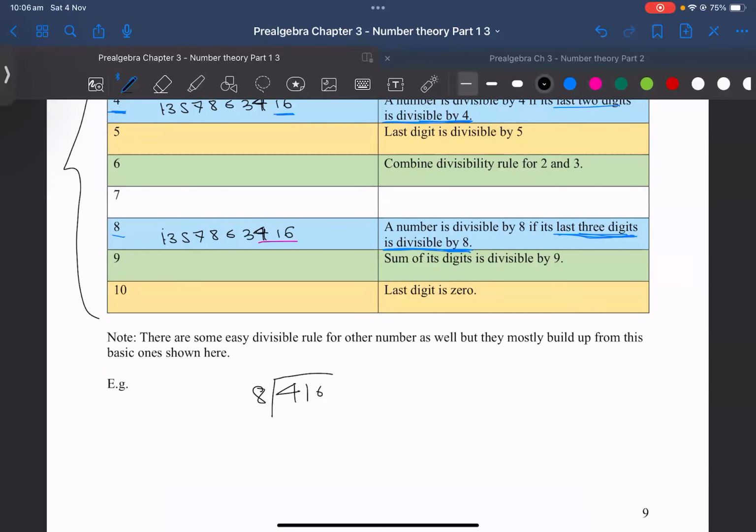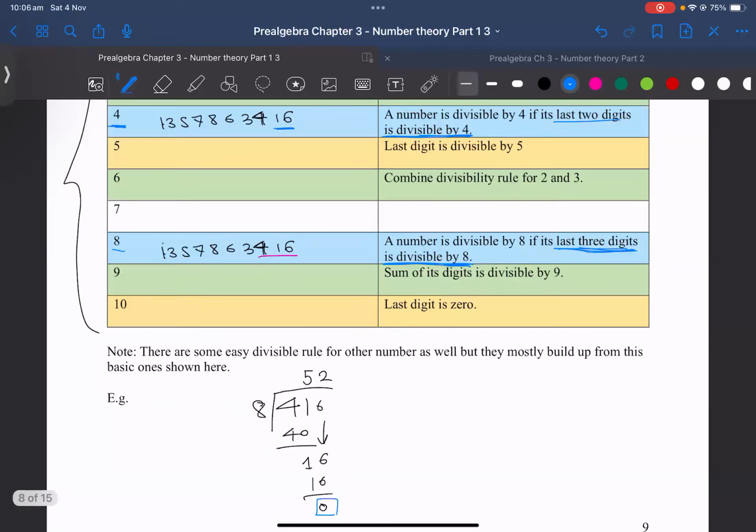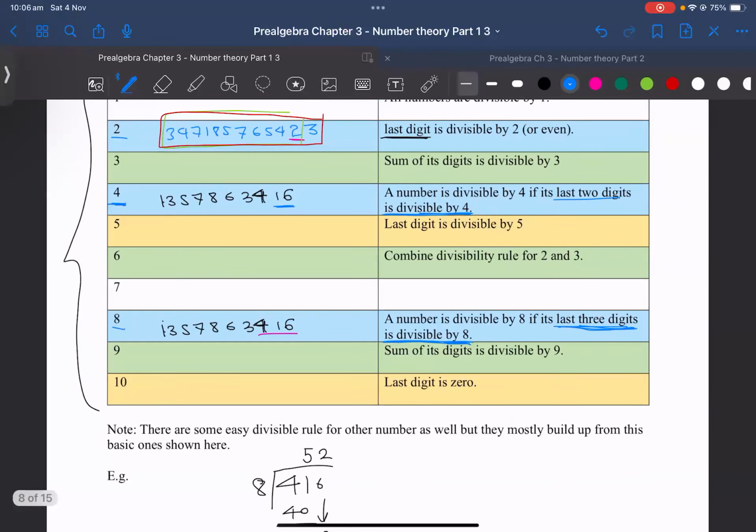8 doesn't go into 4 at all. 41 is in 8 5 times. 8 times 5 is 40. Bring the 1 down. 41 minus 40 is 1. Carry the 6. It goes from 16 2 times exactly. The remainder is 0. That means 416 is divisible by 8. Then what do you know about the whole number? Is this number divisible by 8?